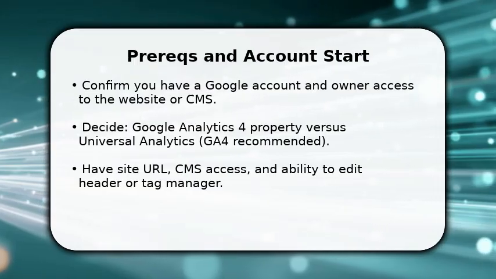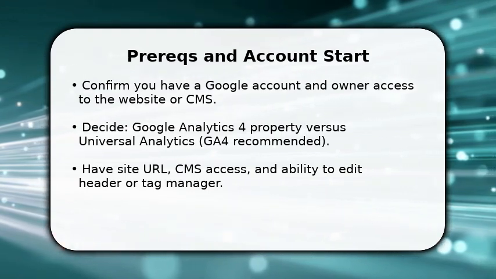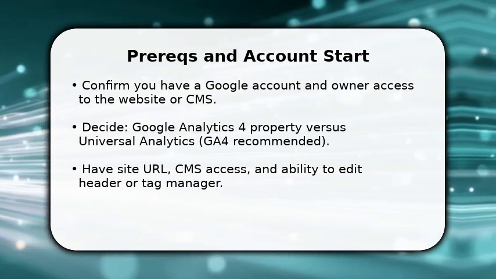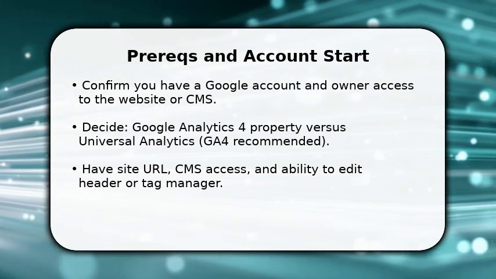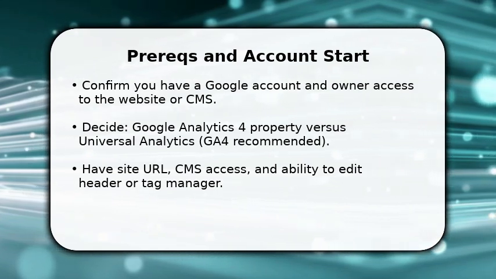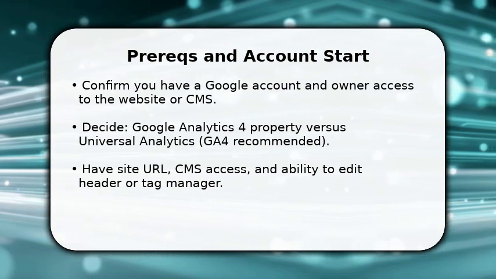You're ready to begin. Sign into your Google account and open Analytics.Google.com. Once signed in, click Admin and choose Create Property to start a GA4 property. Make sure to name the property clearly for the site and set the reporting time zone and currency. This affects all reports. Next, select Web as the data stream and enter your site URL.